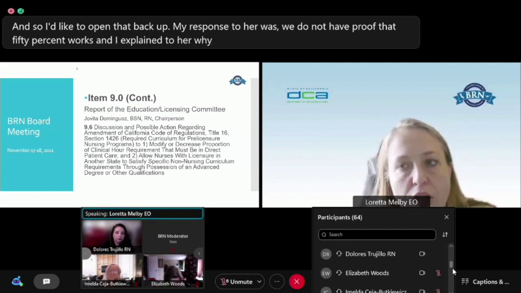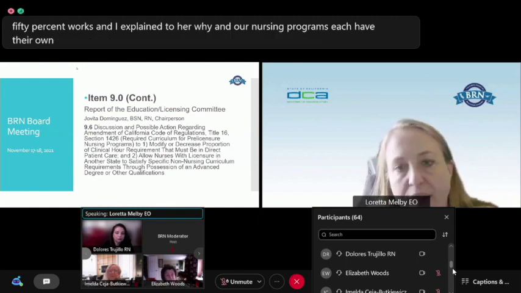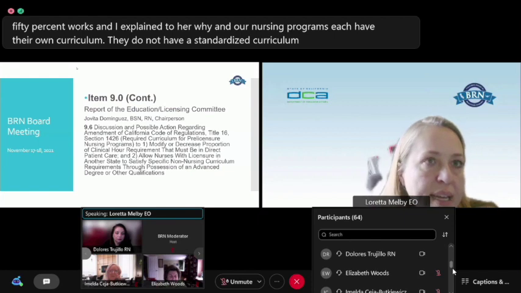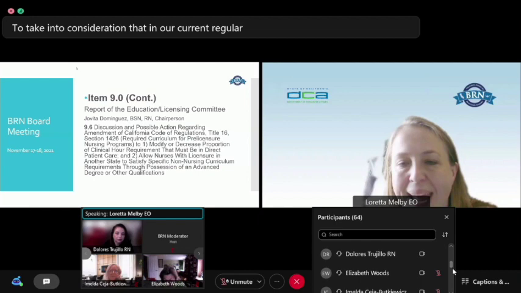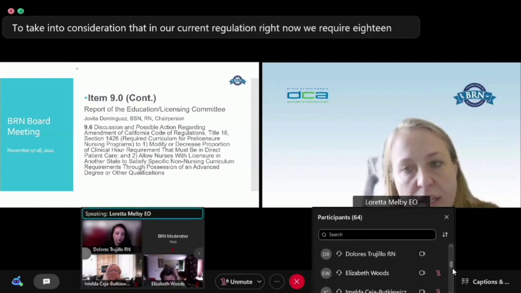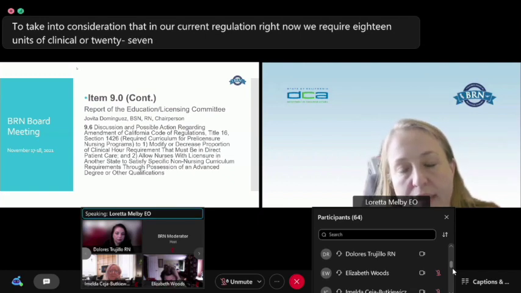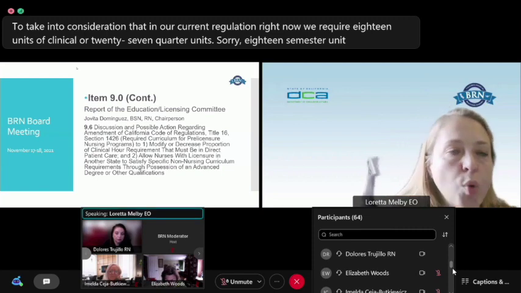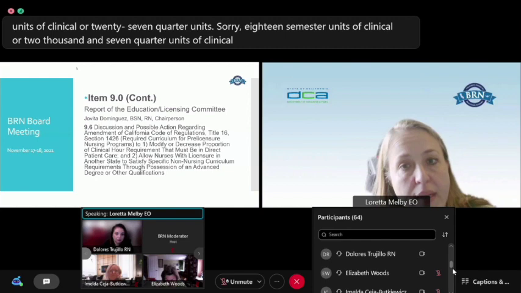Our nursing programs each have their own curriculum. They do not have a standardized curriculum. The other thing that I want you to take into consideration is that in our current regulation, we require 18 semester units of clinical or 27 quarter units of clinical. What we don't say is what they have to be in.